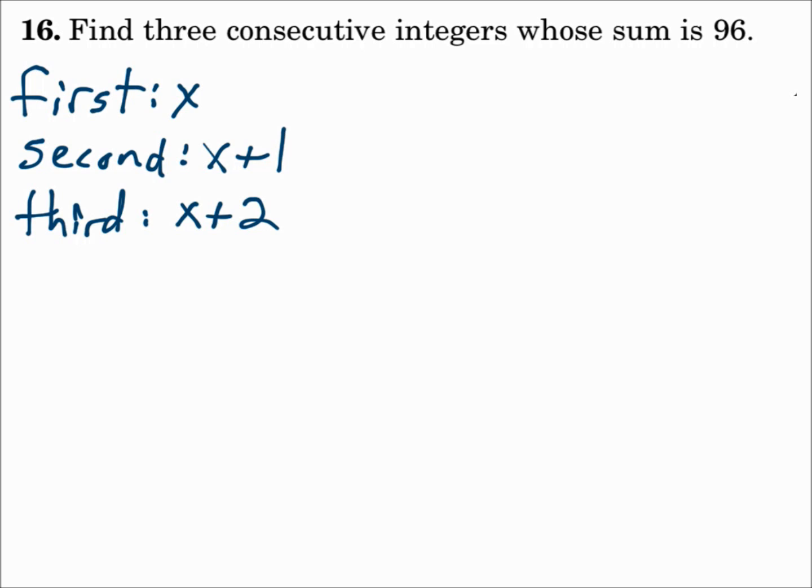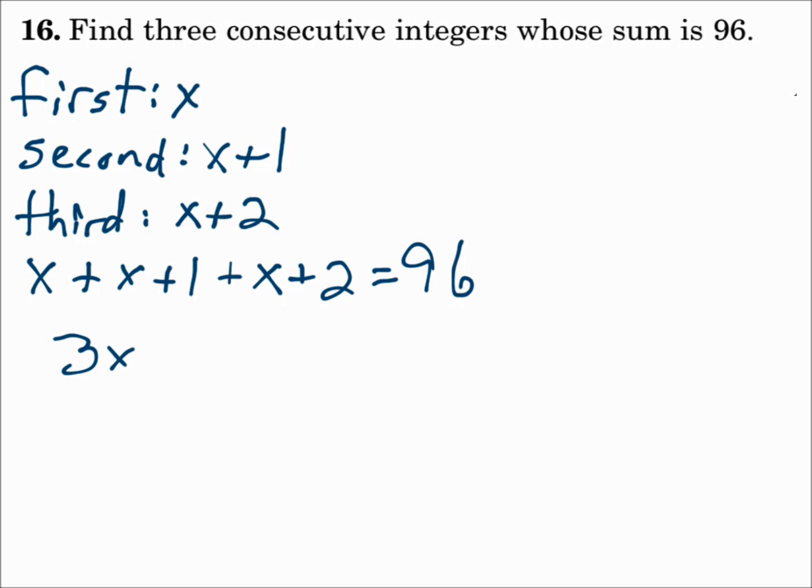Now these 3 integers have a sum of 96, so let's add them up to equal 96. x plus x plus 1 plus x plus 2 equals 96. Now solve. You have like terms. x plus x plus x is 3x. 1 plus 2 is 3, equals 96.